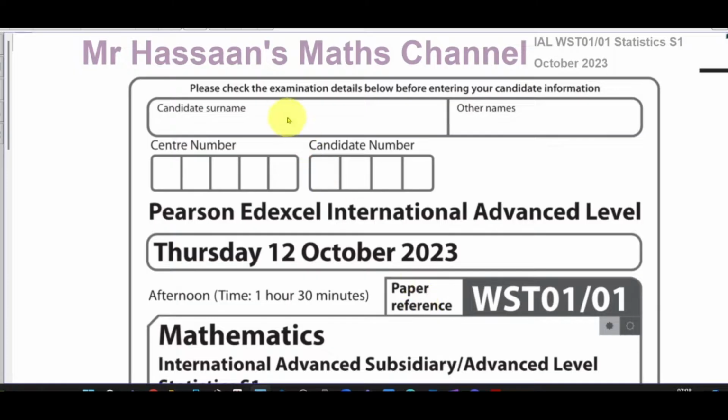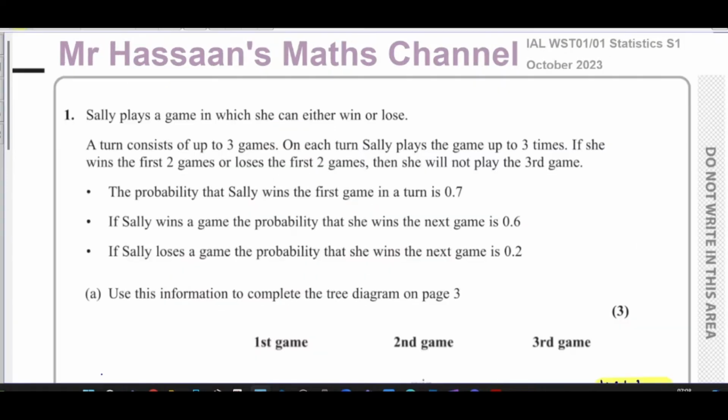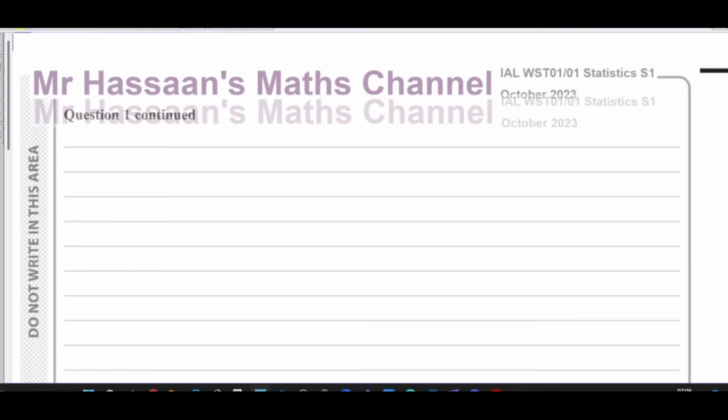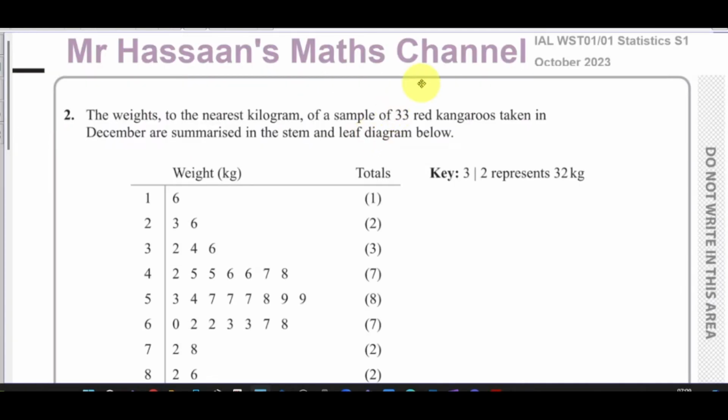I'm now answering question number 2 from the October 2023 International A-Level Edexcel Statistics S1 paper. So here we're told about the weights to the nearest kilogram of a sample of 33 red kangaroos taken in December are summarized in the stem and leaf diagram below.